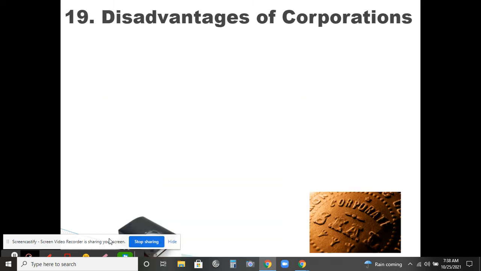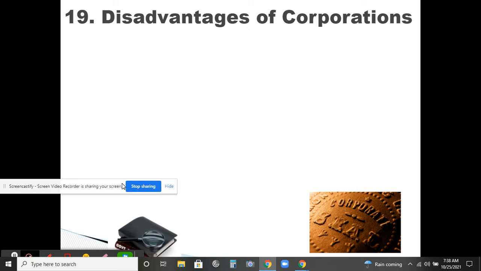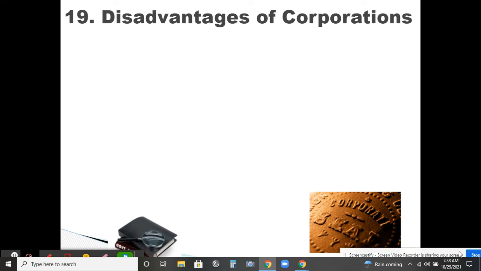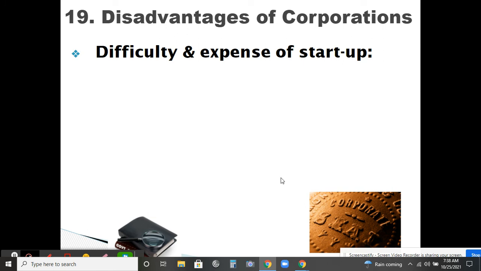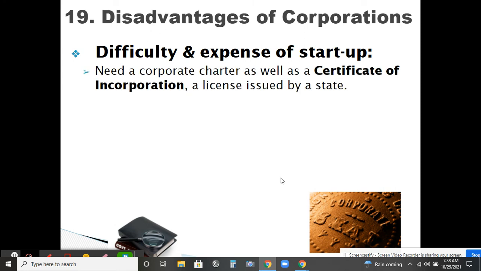Okay, the main disadvantage with corporations are taxes. Because theoretically, the corporation gets taxed and all the employees and management gets taxed. So they get taxed twice. It's also harder to set up than a sole proprietorship or partnership. You have to have more formalities and rules to obey. You need a corporate charter, and then you need a certificate of corporation, which is basically a license issued by the state.